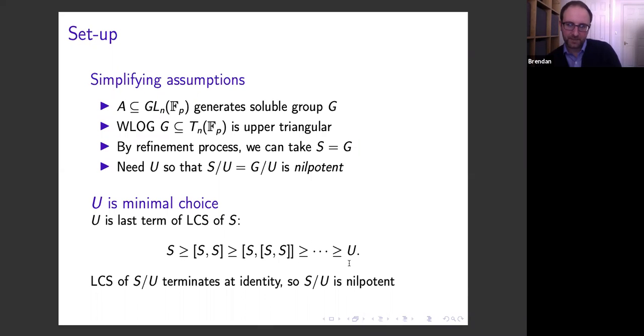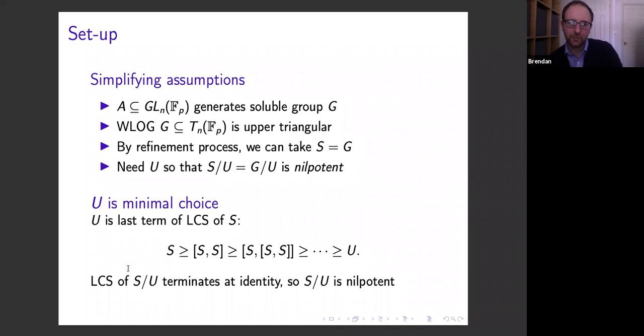And the last term will be unipotent because once we take commutators, this commutator subgroup is contained in the unipotent group. Okay, so this is a unipotent group, and if we quotient, then because commutators commute essentially with homomorphisms, if we quotient this whole series by U, we'll see that the lower central series of S modulo U terminates at the identity. So we get a nilpotent quotient.